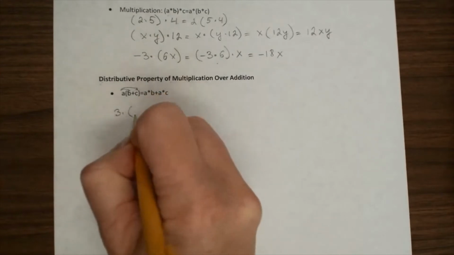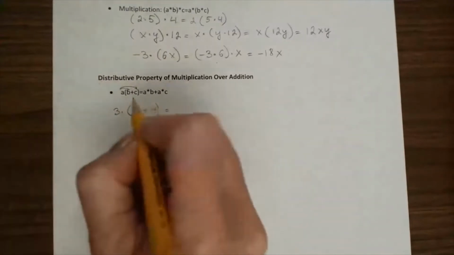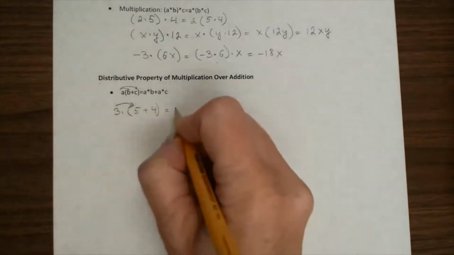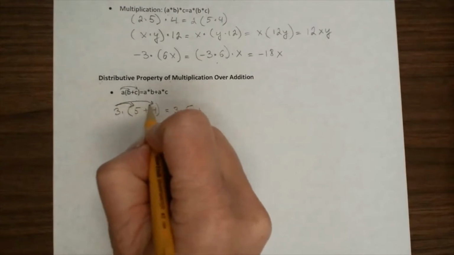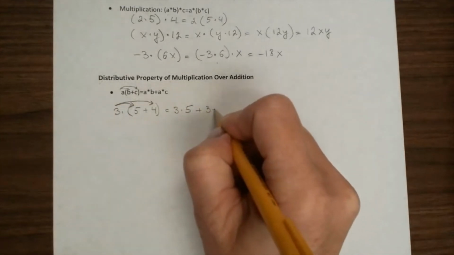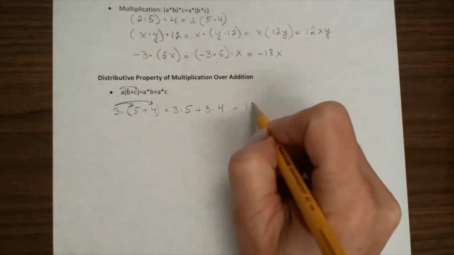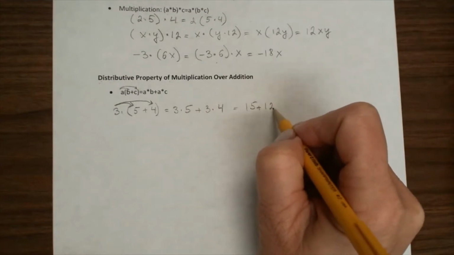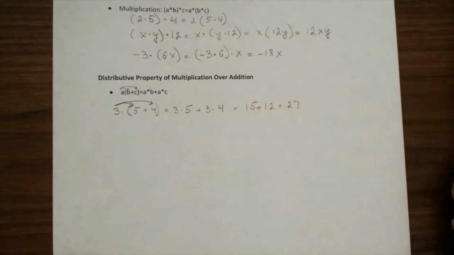3 times 5 plus 4. Let's use 3 times 5, plus, and multiply 3 by 4. 3 times 4. Okay. We have 3 times 5, 15. 3 times 4 is 12. Plus 12. 12 plus 15 will be 27. And so on the right we have 27.